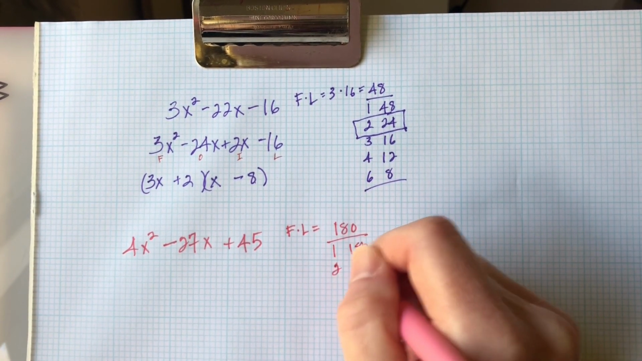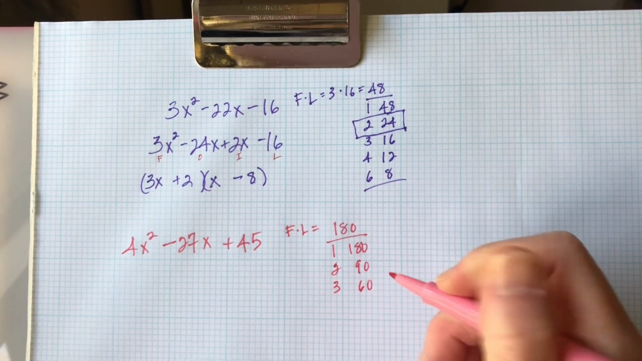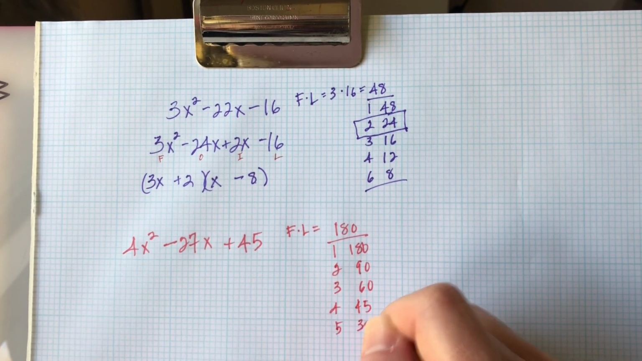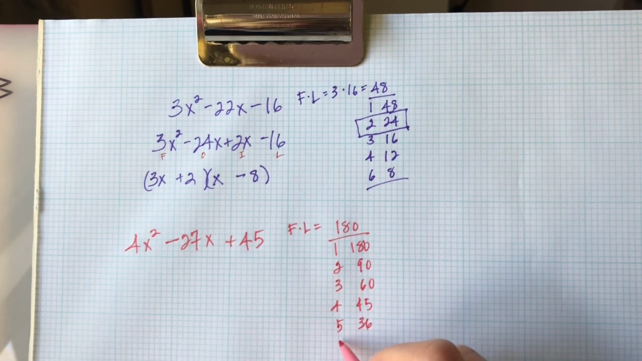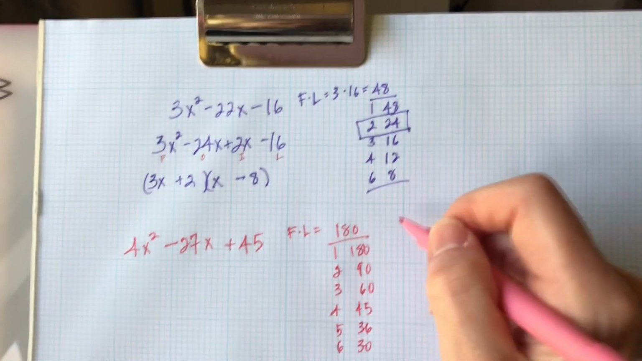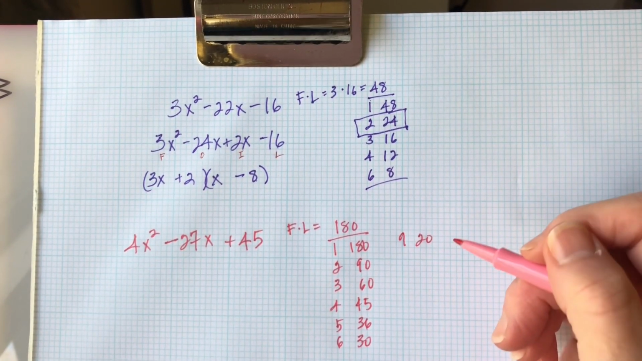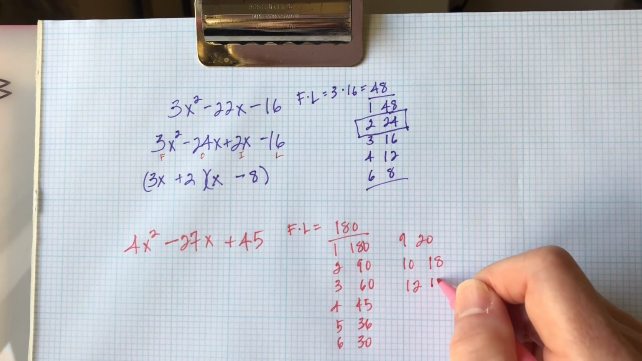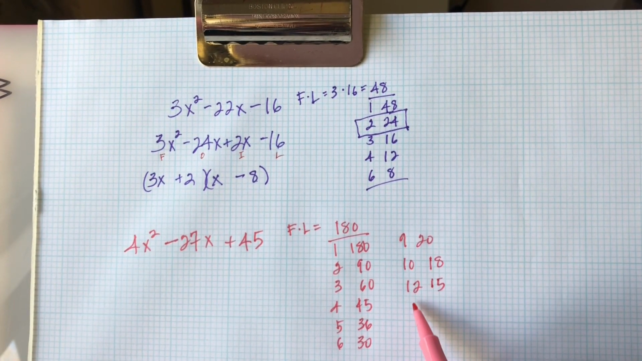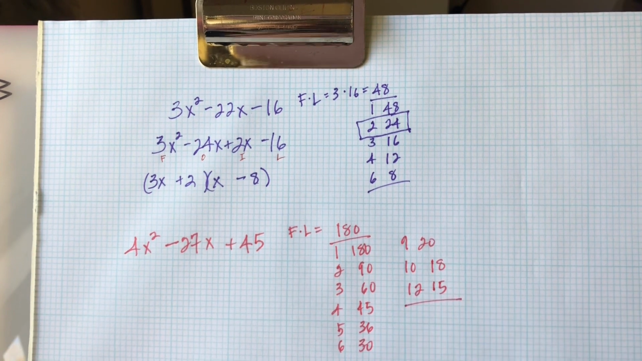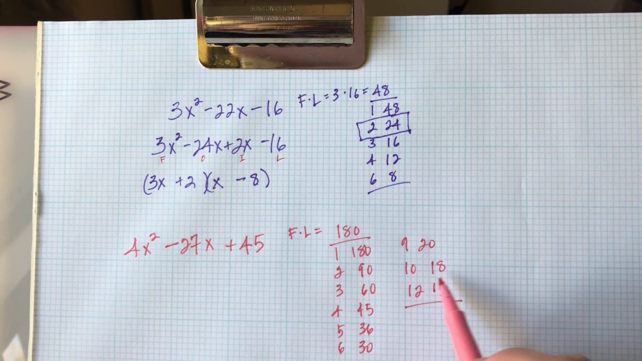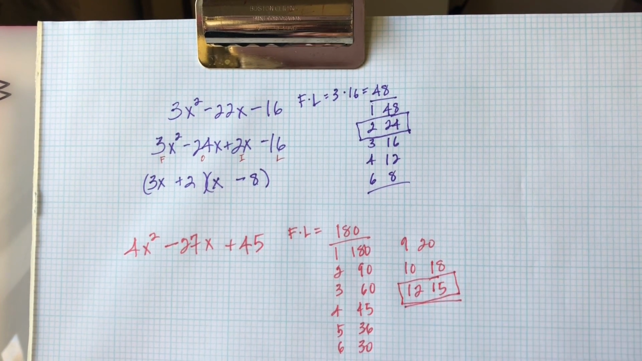So it's 1 times 180, 2 times 90, 3 times 60, 4 times 45, 5 times 36, 6 times 30, 9 times 20, and I can move over here, 10 times 18, 12 times 15. And 13 doesn't work, 14 doesn't work, 15 works, but it's a repeat. So that's our complete list. Again, we look, do any of these have a sum or difference of 27? Well, it turns out it's our last pair of factors.